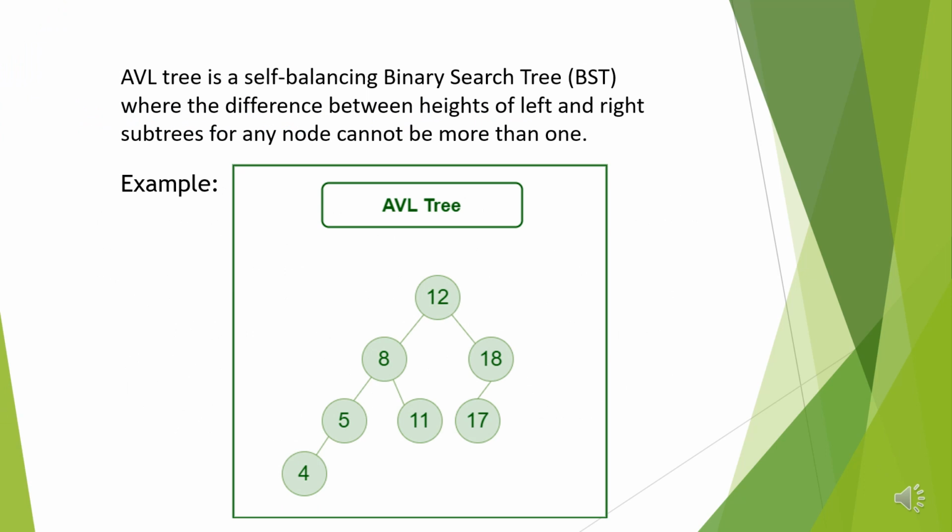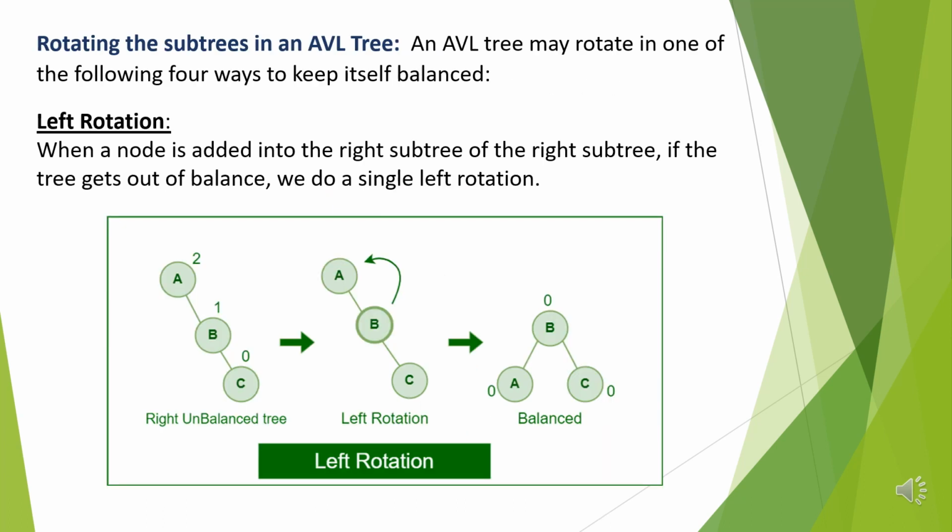In the following figure, we can observe that it is an AVL tree because the heights of the left and right subtrees are always between -1 and 1. To balance an AVL tree, we perform operations like left rotation and right rotation. In the following figure, the balance factor of A is 2.